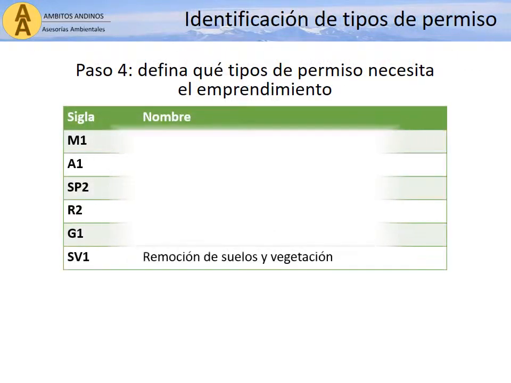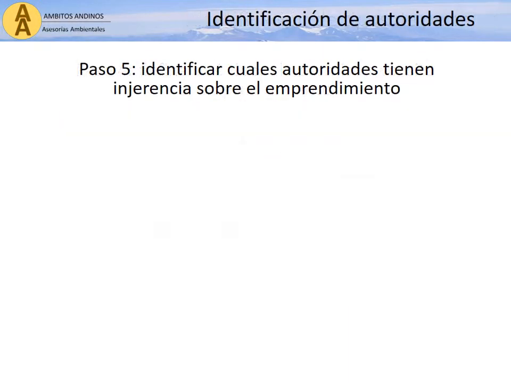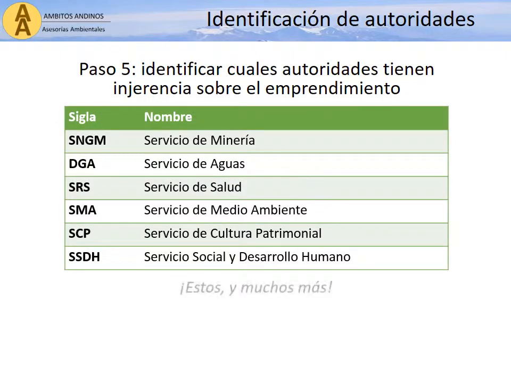Step 4 is to identify the types of permits that the operation will require. Here are a few examples. Step 5 is to identify the corresponding regulator or authority for each type of permit, such as the example shown here.